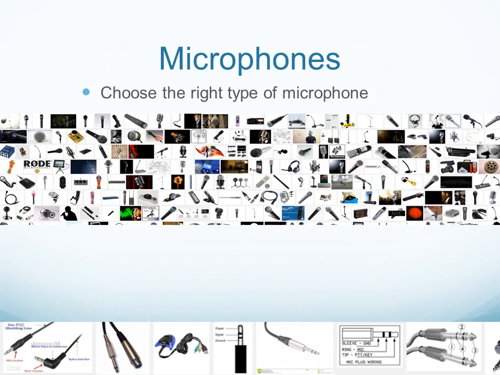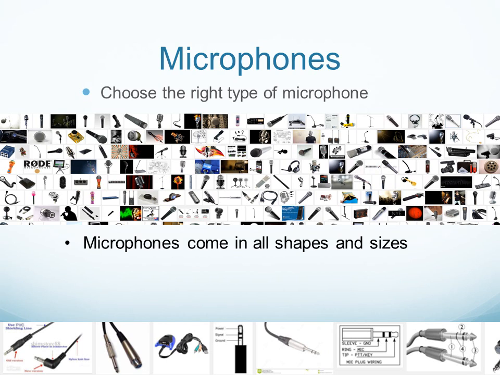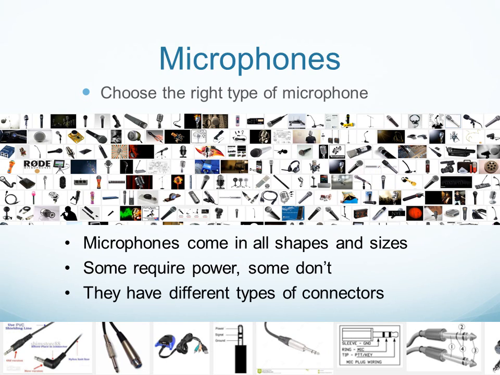One of the first things you have to consider is to choose the right type of microphone. They come in lots of different shapes and sizes: handheld, on a boom pole, stuck to your clothing. Some of them require power, so you must have factored that into the recording scenario, and some don't. Some can just run from batteries. And lots of them have different types of connectors, so you need to understand whether it is going to be able to connect to the item that we're recording into.